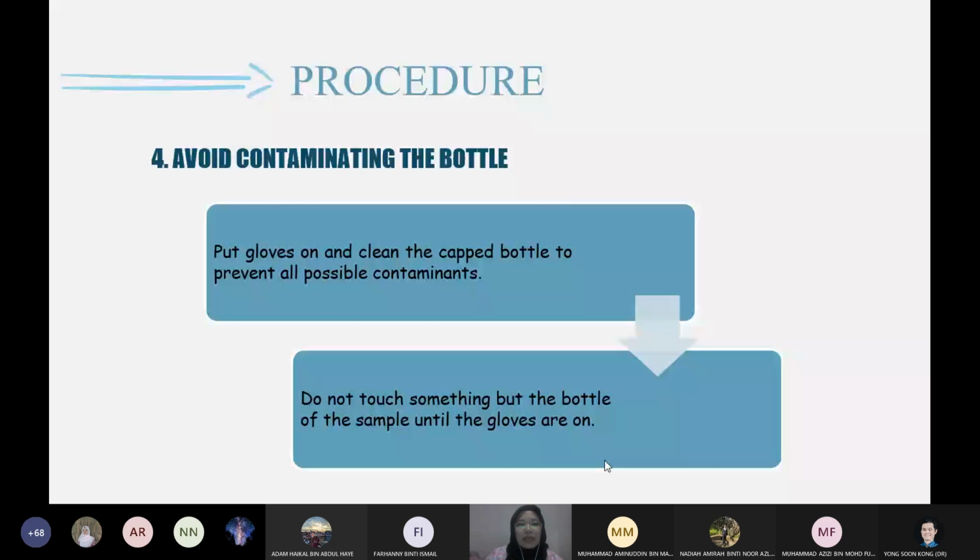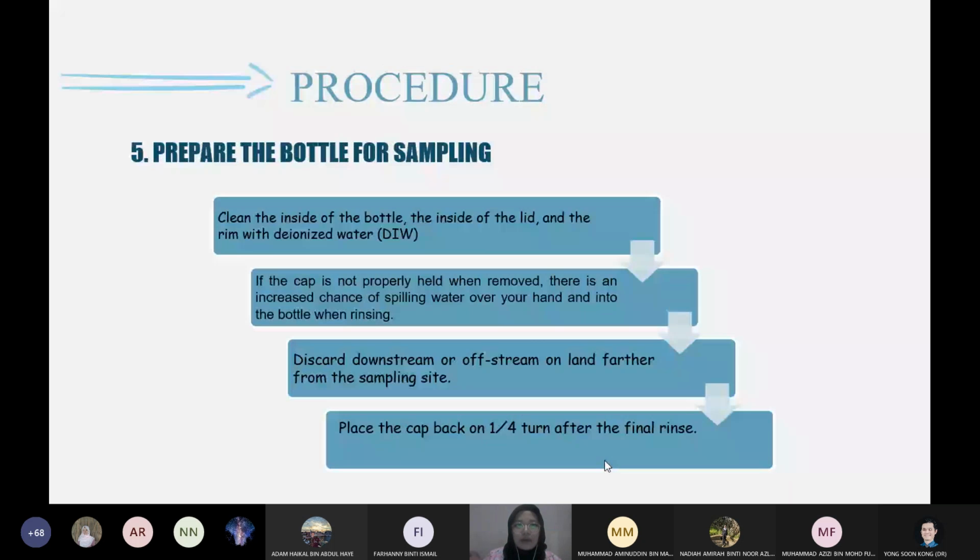To prepare the sampling bottle, the inside of the bottle, lid, and the rim are rinsed with deionized water. Next, discarded samples should be discarded downstream or offstream and farther from the sampling site. Lastly, place the cap back on 1/4 turn after the final rinse. Next slide.